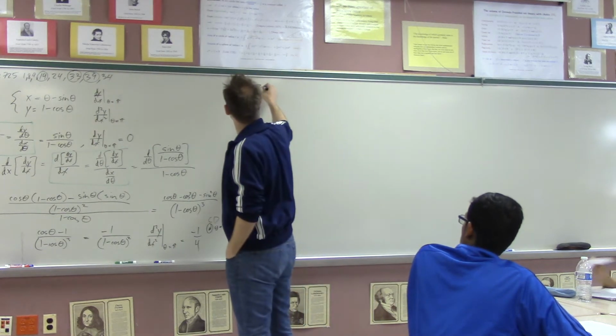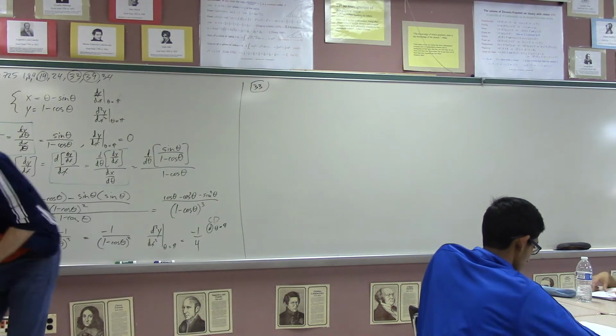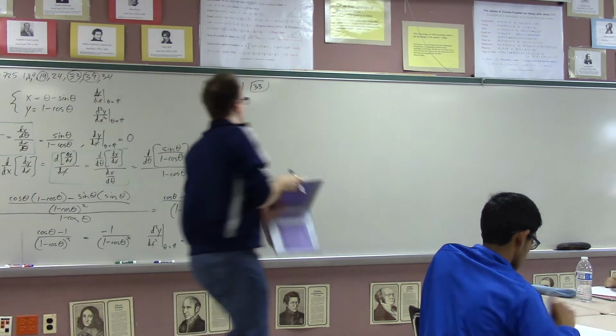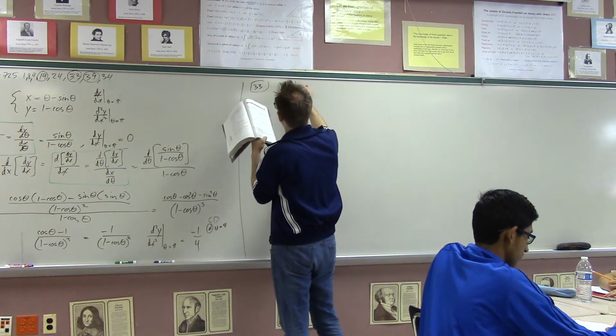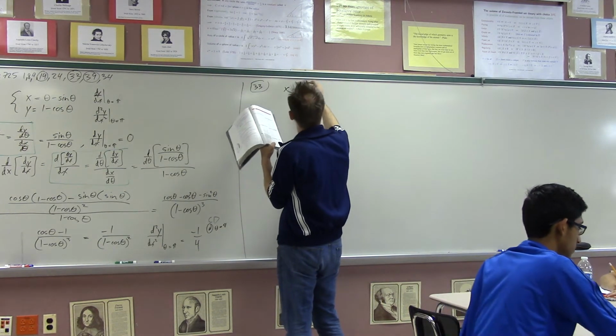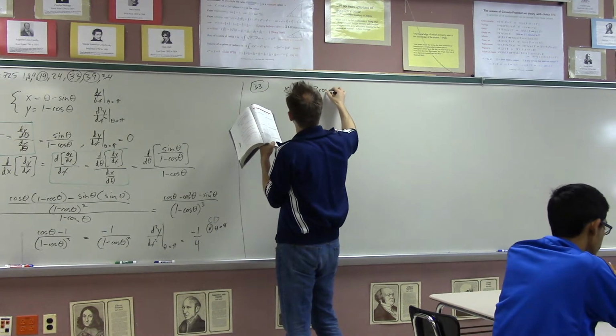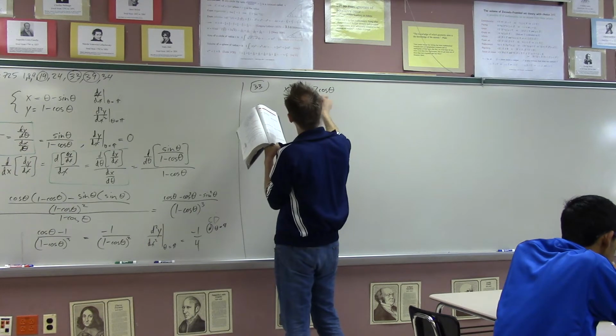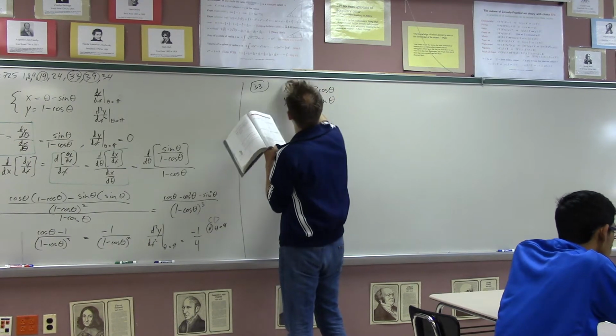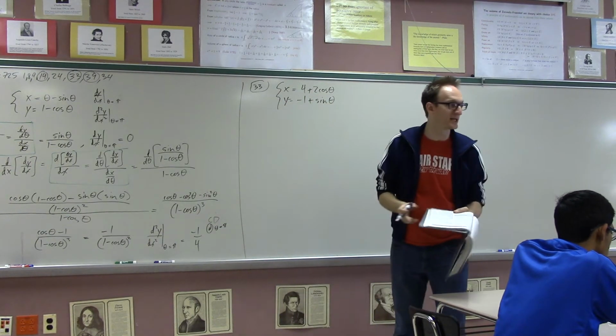Let's do just 1 or 2 more. Number 3. This is a nice problem because you already know everything there is to know about this guy. X equals 4 plus 2 cosine theta. Y equals -1 plus sine theta. This is a pair of parametric equations. What is it?